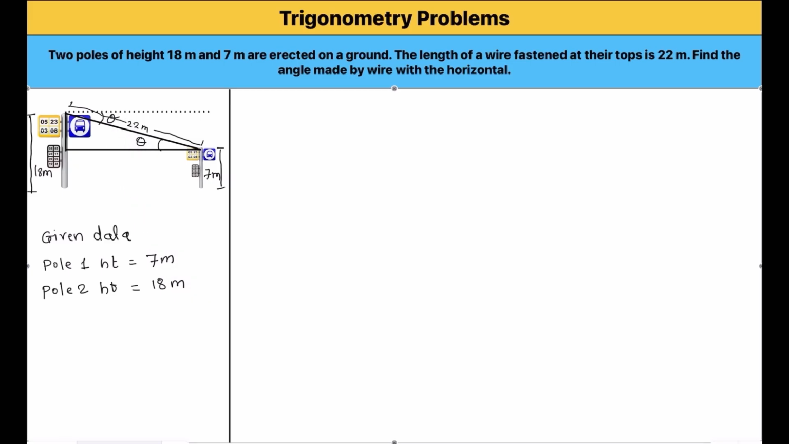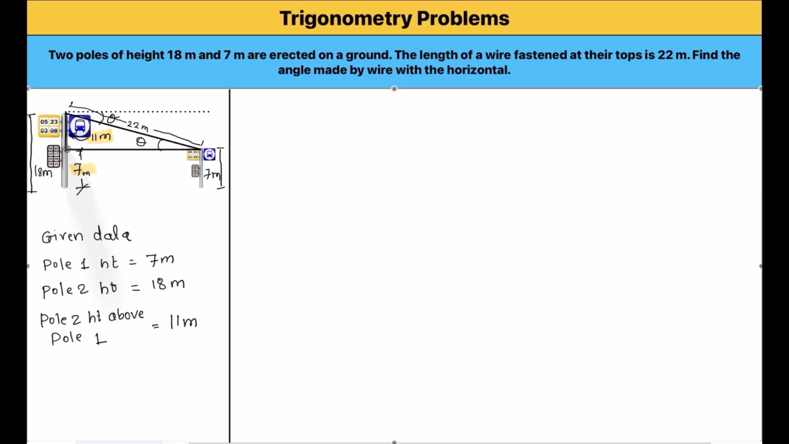So given data, pole 1 height 7 meters, pole 2 height 18 meters. From this data, we know pole 2 height above pole 1 is 11 meters. How did we find this? We already know pole 1 height, which is 7 meters. So pole 2 would be 7 meter high up to this point. The total height of pole 2 is 18 meters. 18 minus 7, 11 meters. So pole 2 height above pole 1 is 11 meters.